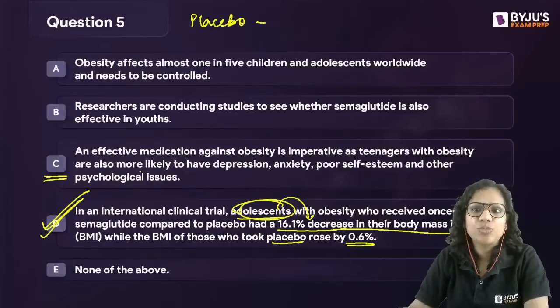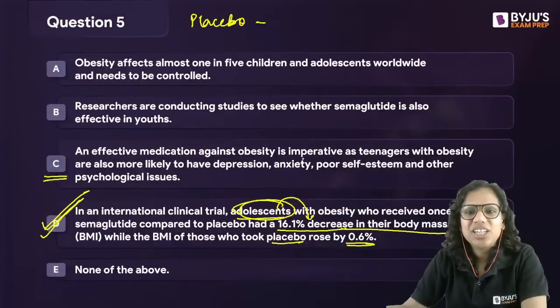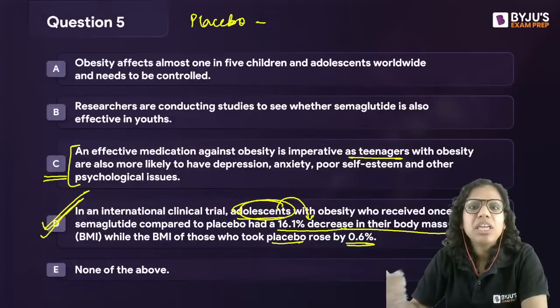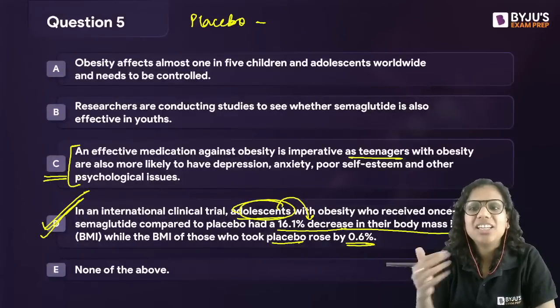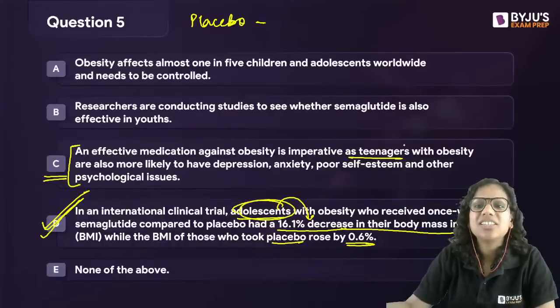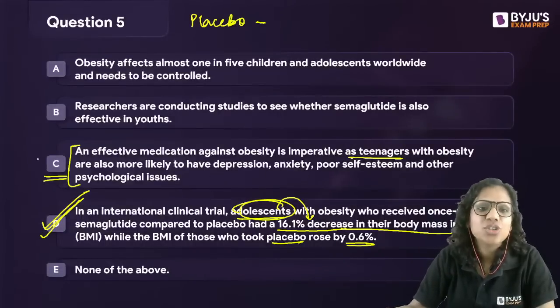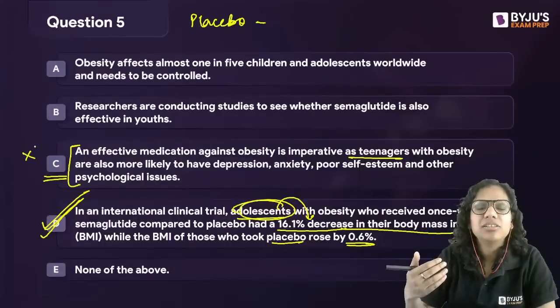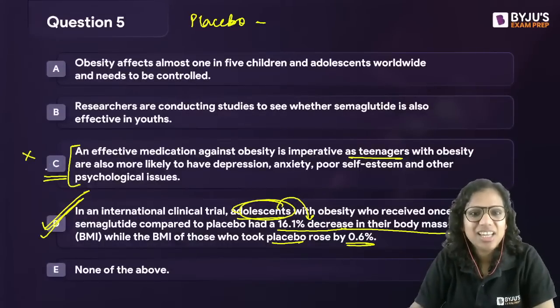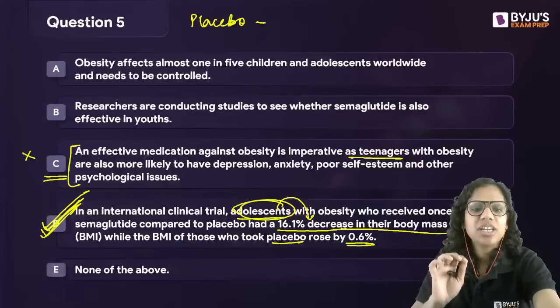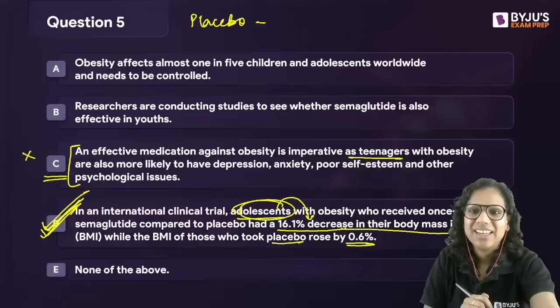Now, I understand why some of you are saying that an effective medication against obesity is imperative, as teenagers with obesity are also more likely to have problems. But while you are making a case that we need a medicine, you are not supporting anything about whether semaglutide is effective for teenagers or not. This becomes just a general wish that it is necessary, it is needed. It is the option with concrete data that supports the conclusion. Hope this makes sense.